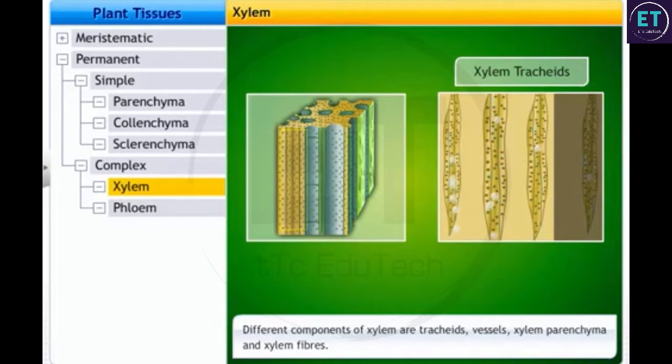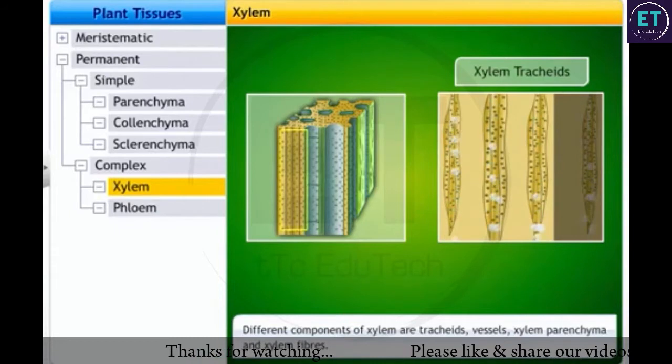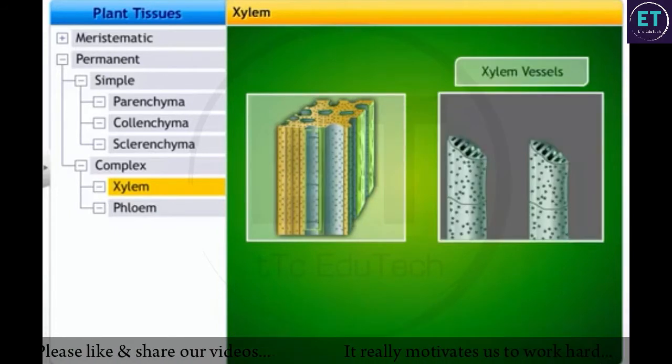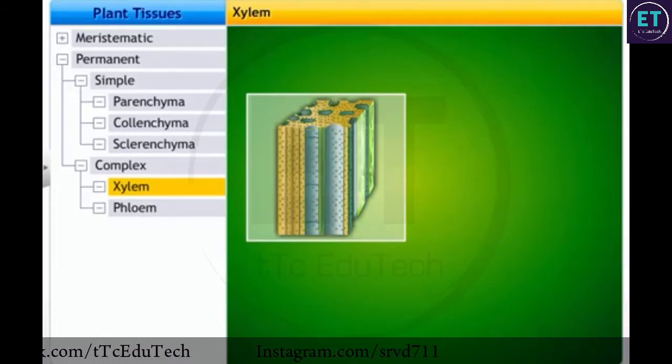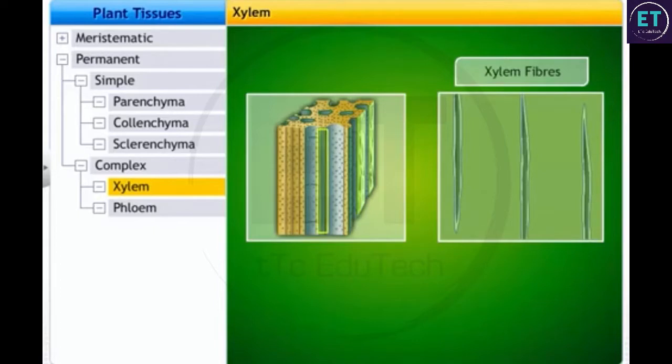Tracheids are tubular dead cells. They transport water. Their cell wall is made of lignin, which provides mechanical support. Vessels are elongated dead cells that transport water and minerals. They are usually present in big trees. Xylem parenchyma cells are living and they store food. Xylem fibers are elongated dead cells with lignin that provide mechanical support.